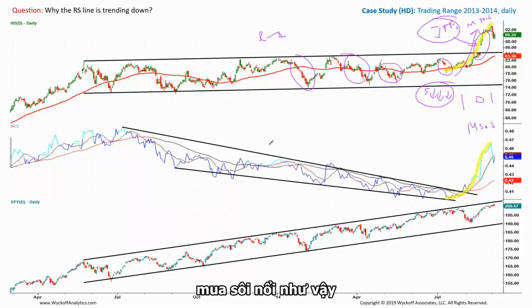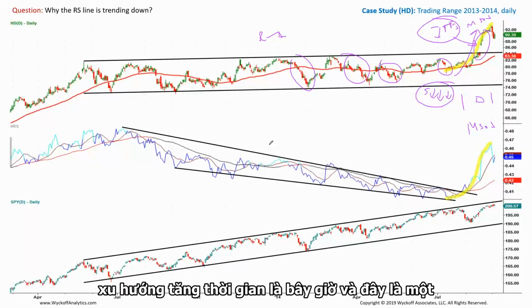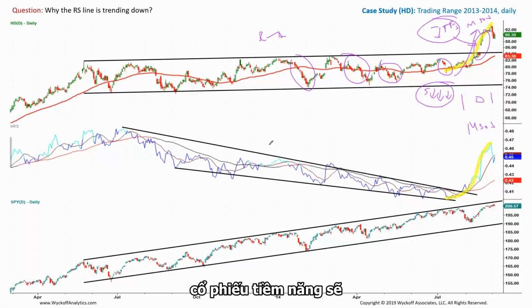Such aggressive buying, pushing the price higher, suggests urgent accumulation, suggests that they want to be in this position, suggests that we are going to have an uptrend, the timing is now, and this is a potential stock that's going to outperform. And that's exactly how it happened.